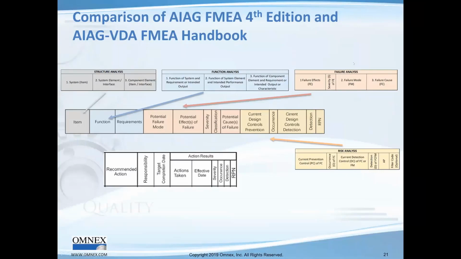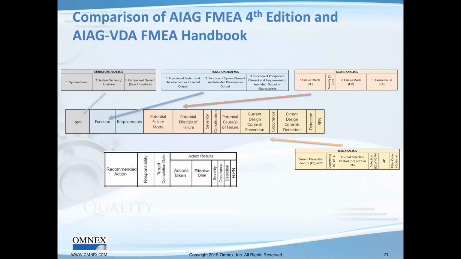Next, what we have is the risk analysis. And again, the risk analysis is very much the same, except you see AP instead of the RPN. And you also have a code you could add on in terms of filtering the highs versus the medium versus the low. All right, and a color code if you'd like.